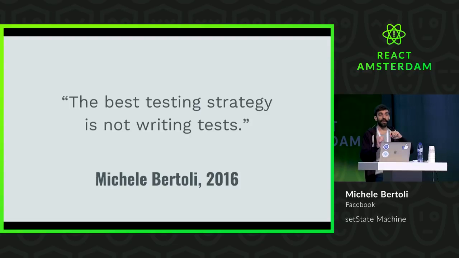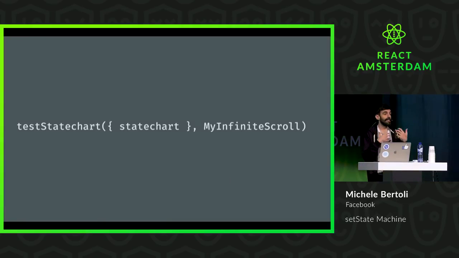Now, if you were here last year, I quoted myself saying that the best testing strategy is not writing tests. I'm going to quote myself again because I strongly believe in this. And I don't mean that you don't have your code base tested. I mean that whenever you can have tests for free, then you should go for it. And when I heard for the first time about state charts and state machine, I thought, hey, if we know all the states and all the transitions in advance, then tests could be automatically generated. And this is what the testStateChart method from React Automata does.